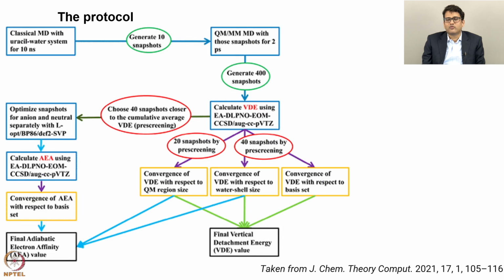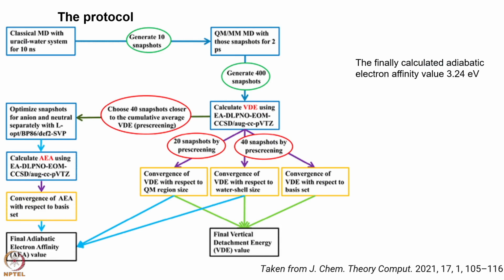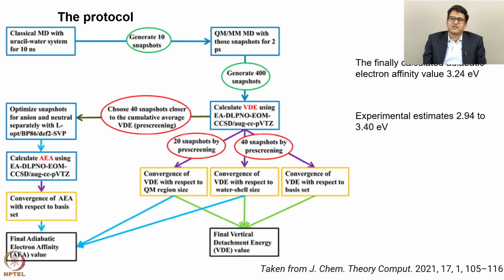That helps you to remove the boundary artifacts. And of course, you have to also check the convergence with respect to the basis set, and all of them go into the final adiabatic electron affinity value. The final calculated value reported in this paper is 3.24 and the experimental estimate is 2.94 to 3.40. These experimental estimations are actually calculated from their measured reduction potential.